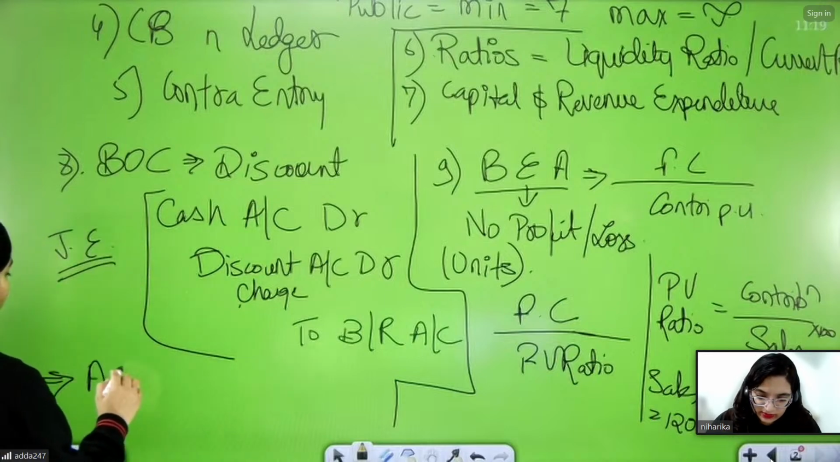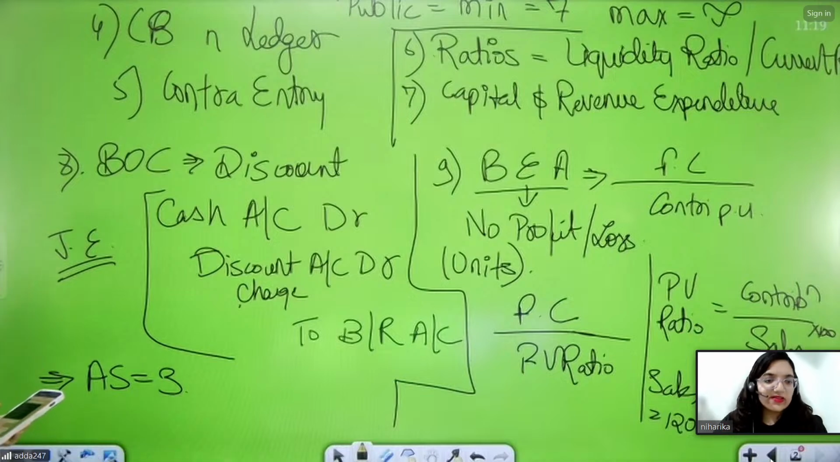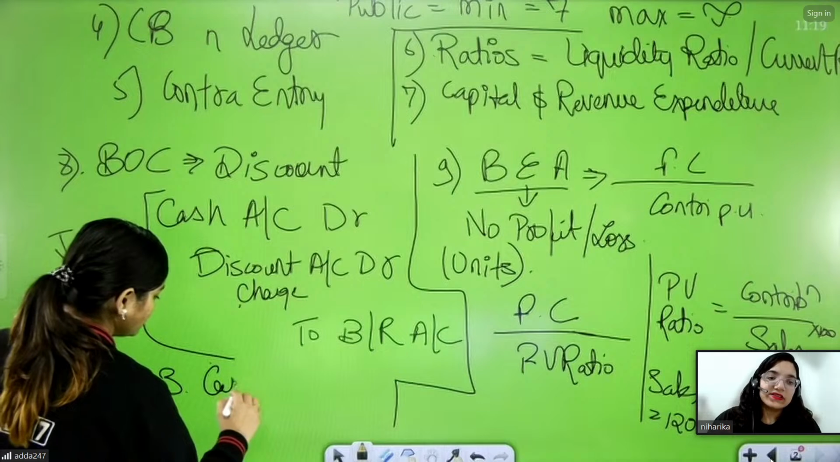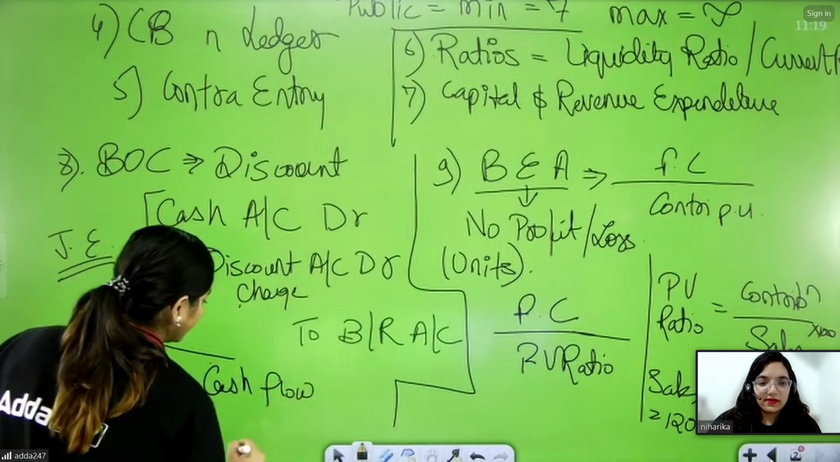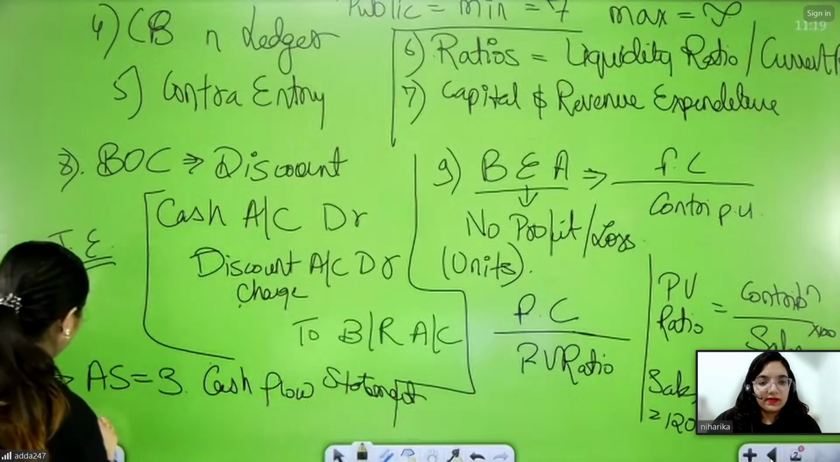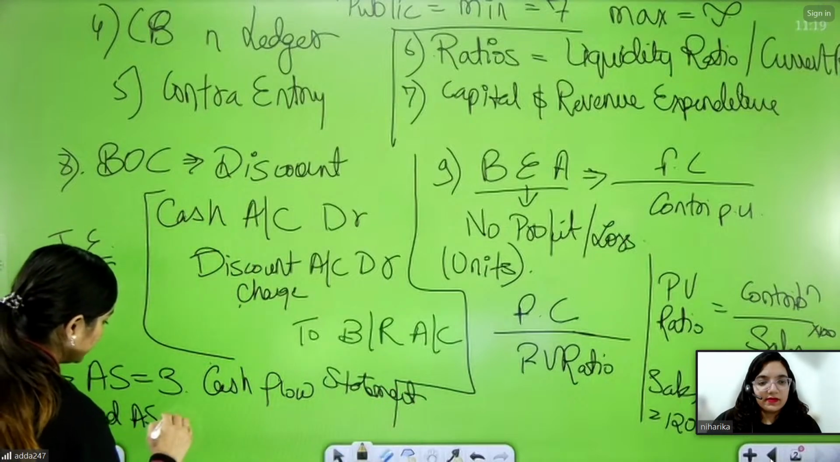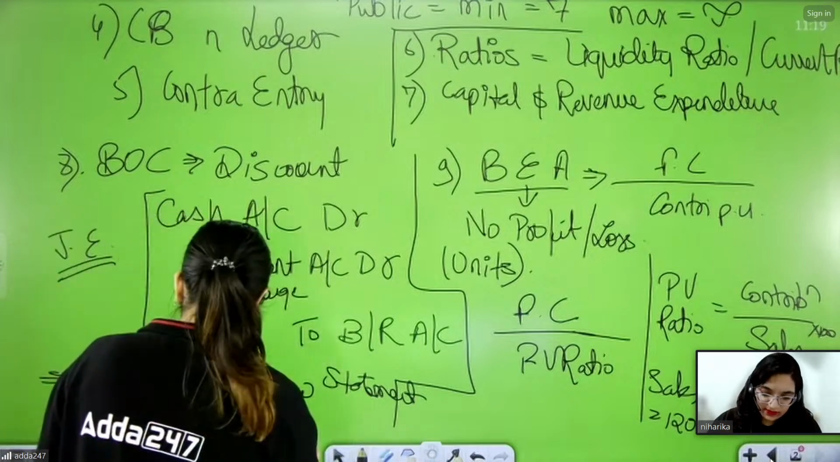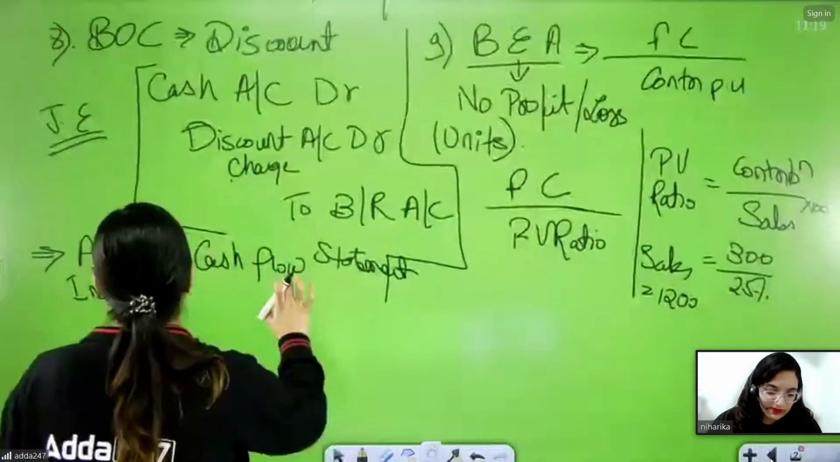Yes. Then AS3. AS3 is the cash flow statement. The other Ind AS for this is Ind AS 7. Cash flow statement we talk about, and for Ind AS, we have Ind AS 7. And apart from this, management accounting.